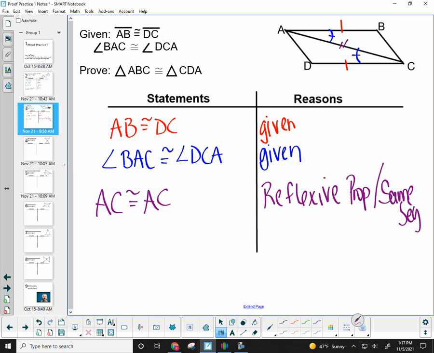We good? All right. Do I have three congruency statements? Yes, we do. Do we have a good combination? Look at my figure up here. I marked things. Do I have a good combination? Yes, what is it? Side, angle, side. So now I can say the triangle ABC is congruent to triangle CDA because of side angle side.